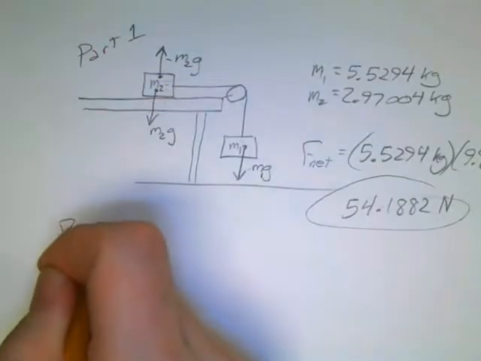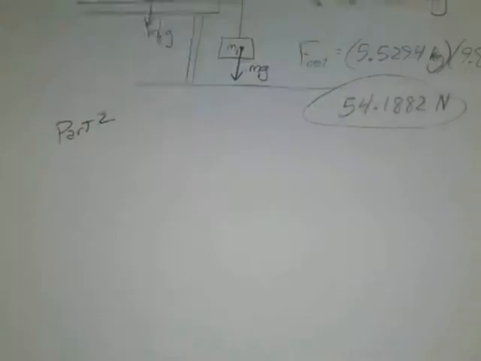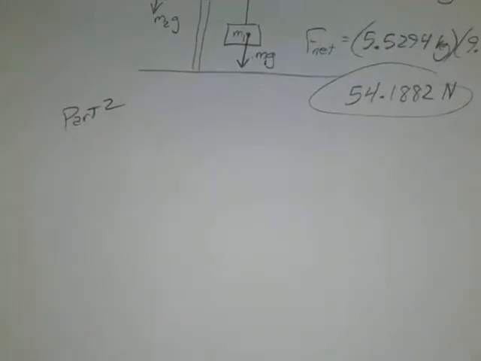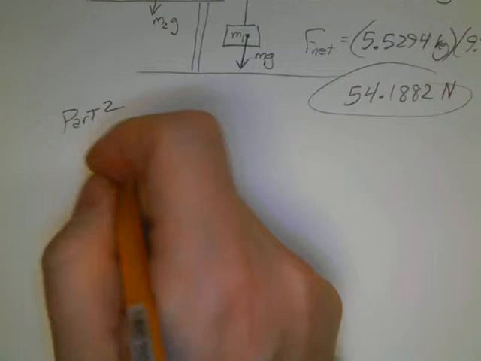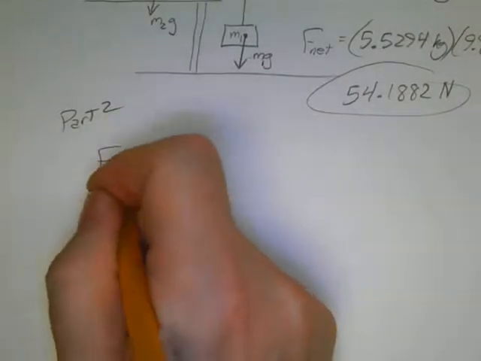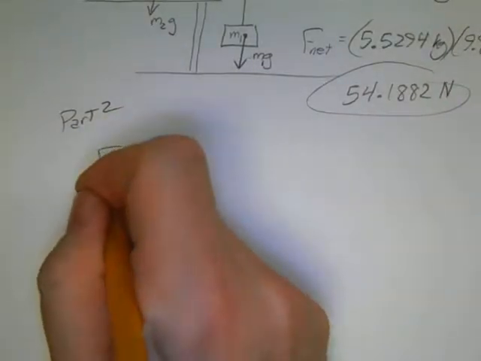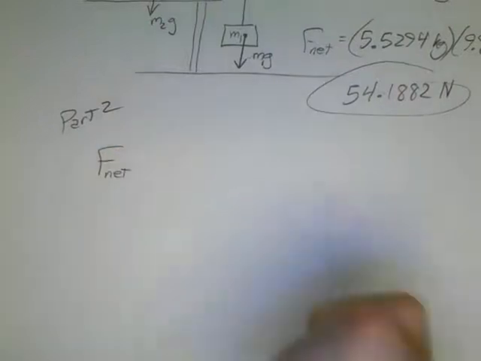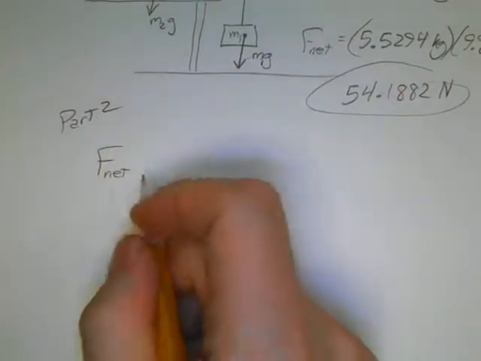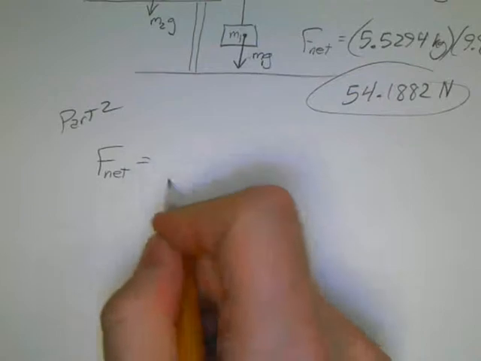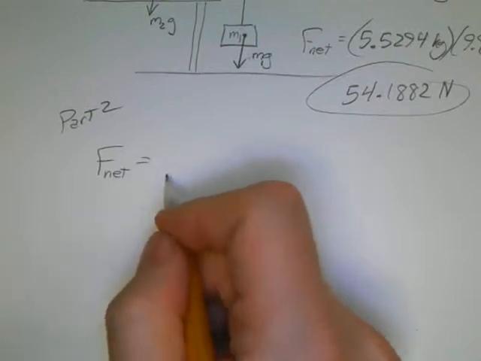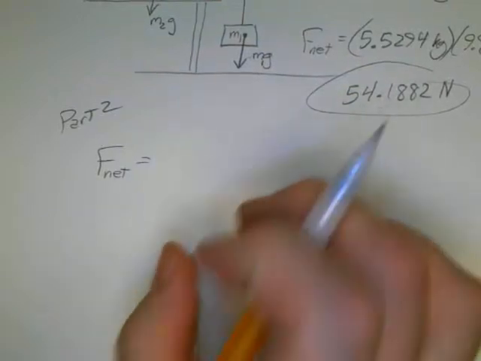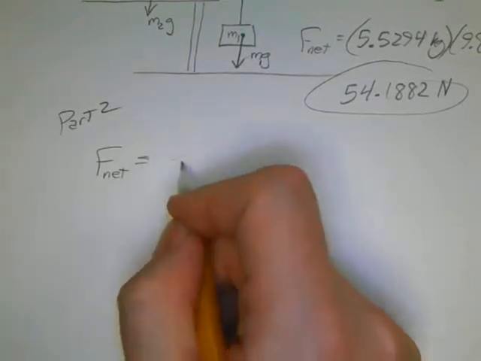Just going to continue on with part 2. It says, what's the magnitude of the acceleration on the two masses? Well, the net external force on the two masses is going to cause an acceleration. And by Newton's second law, it's equal to the mass of the system times the acceleration of the system. So that would be the two masses added together.